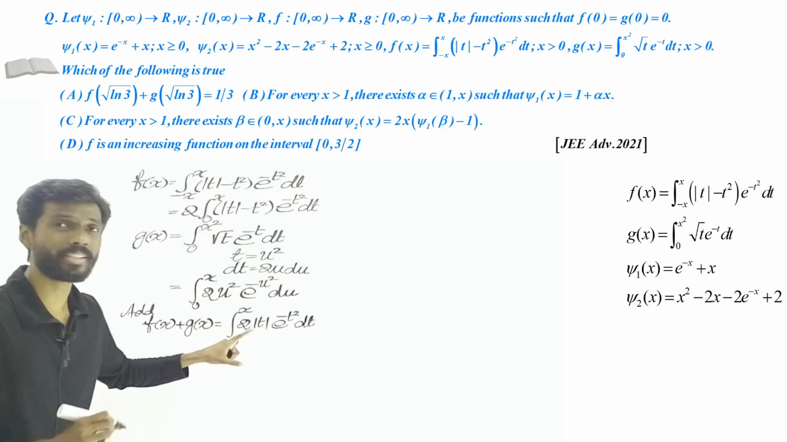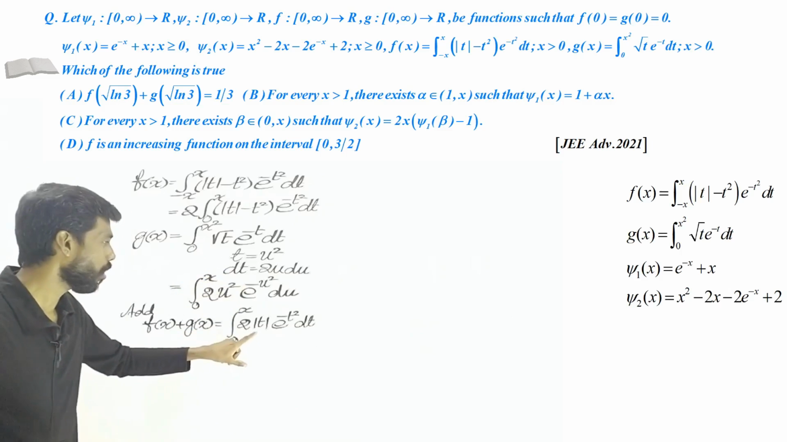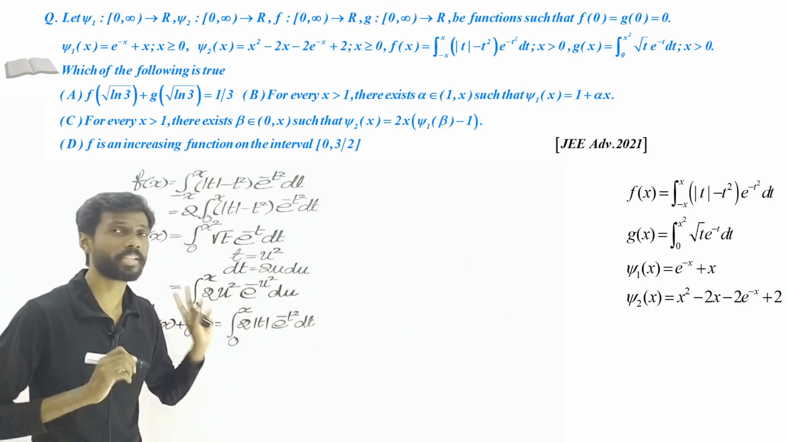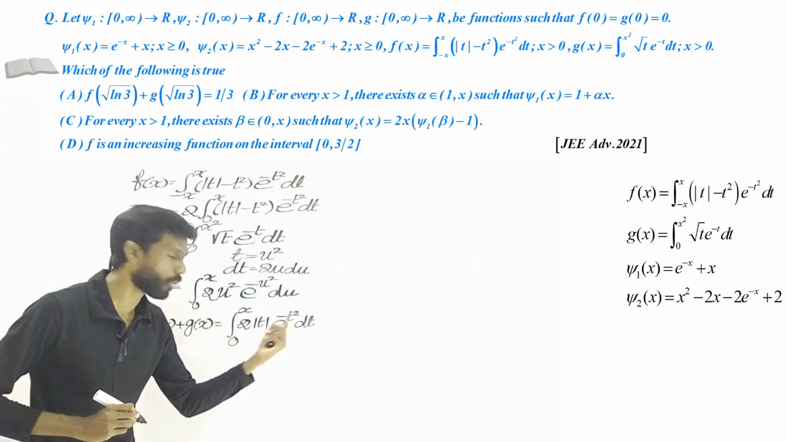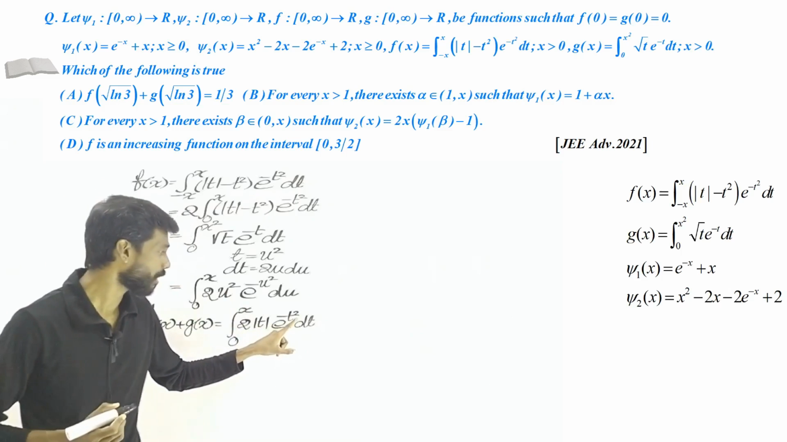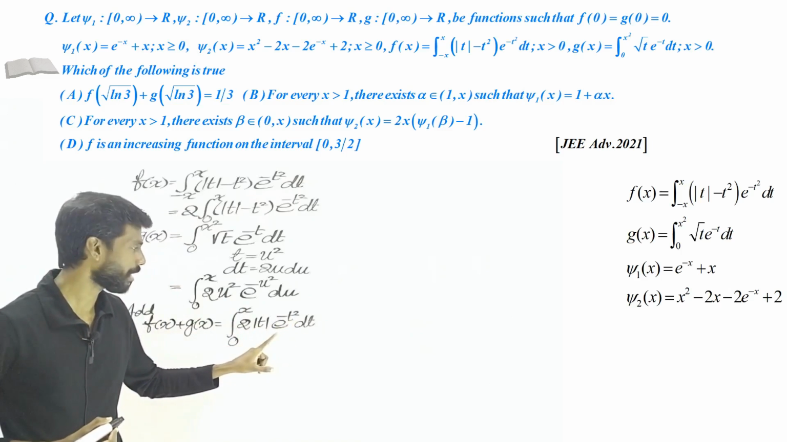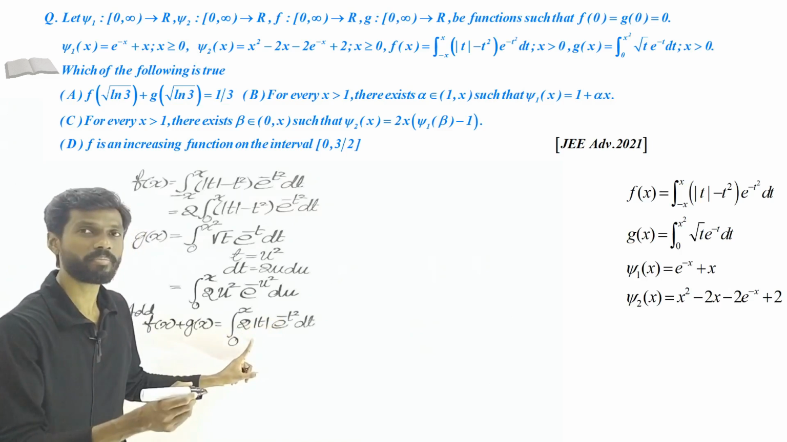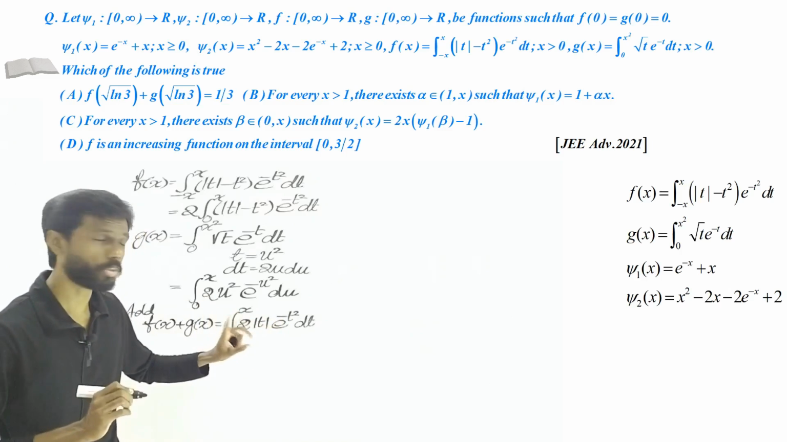Now this modulus is not required, right? From 0 to x, t is positive, so modulus is not required, and we can simply write it as 2t e to the power minus t square. You can do the substitution method, so t square can be taken as some new variable v, whose derivative is 2t dt, so it is like e to the power minus v dv. I'm directly writing it, you can do the substitution if you want.